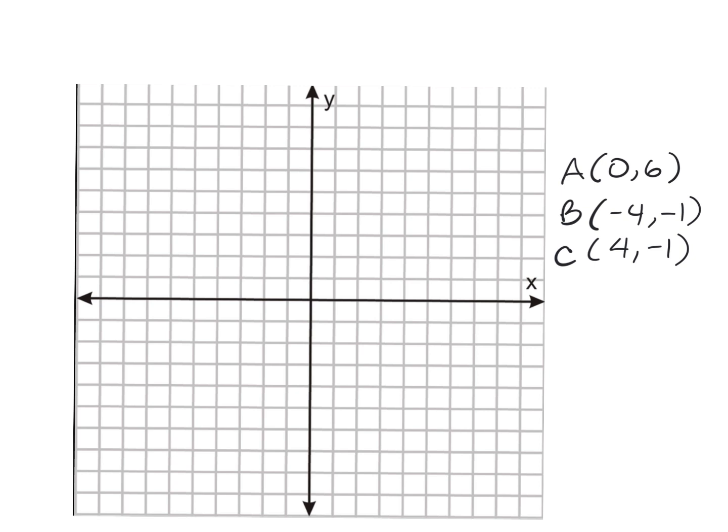So I'm going to graph. This is number 1. So I'm going to graph these ordered pairs. So the first one is the ordered pair 0, 6. And then -4, -1. And then C is 4, -1. Once you connect it, you can already see that this is not going to be a right triangle.